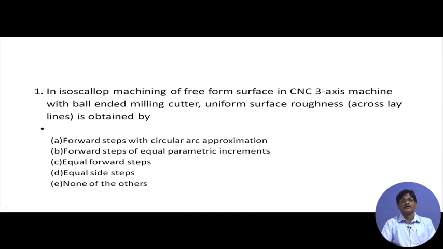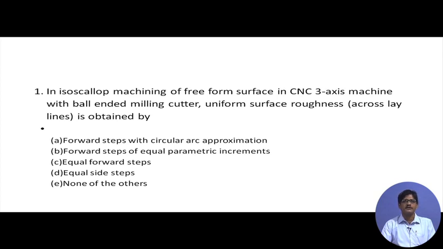Here I should mention that I will mainly restrict the questions on free form surface to conceptual questions and maybe questions based on simple calculations, but not generally numerical problems. Mainly questions of this type, and maybe small derivations that we have done, delta t is equal to root over etcetera for finding out forward steps. Based on those, I might be giving small derivational problems in MCQ form.